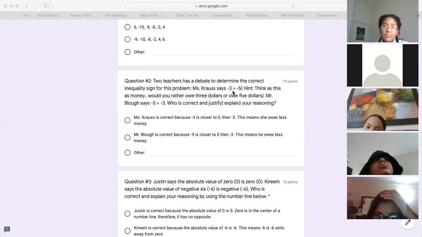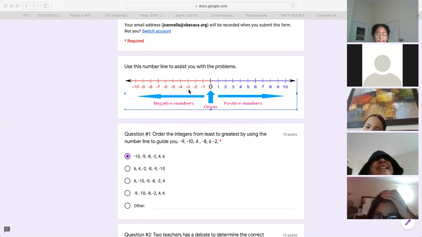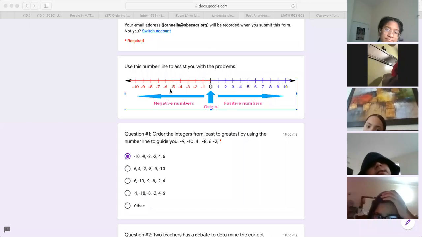So if you look at a number line, -3 is right here. -5 is here. Which number is closer to 0, -3 or -5? -3. Was that Hazel again? I'm going to give you some kickboard points. So -3 is what to -5? Greater than or less than? Less than.